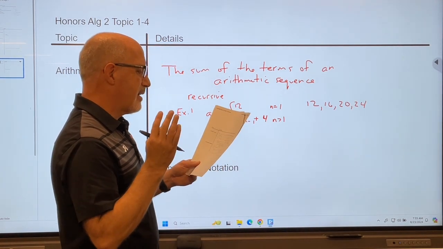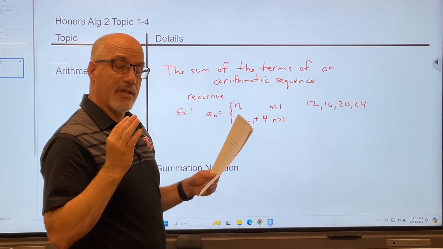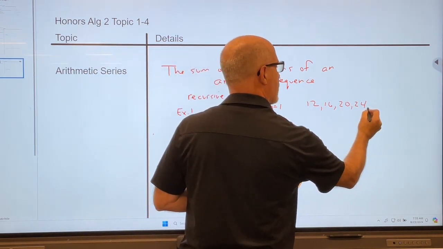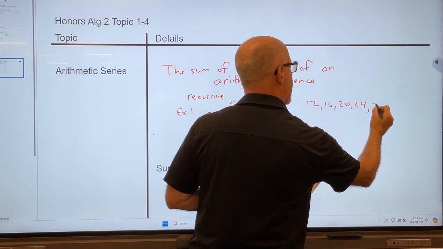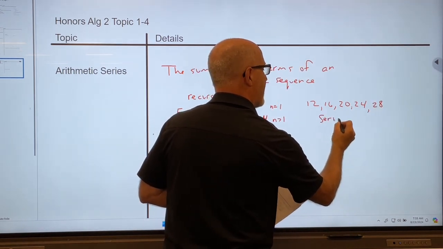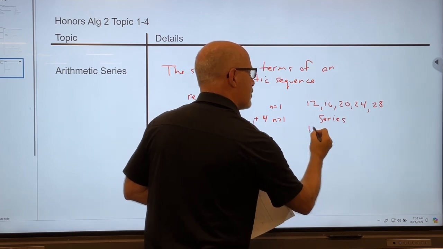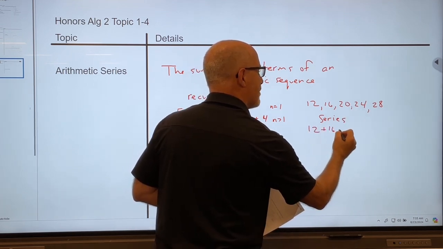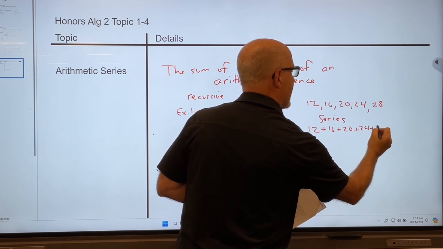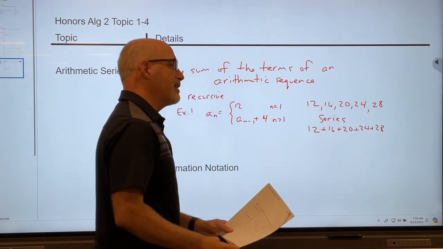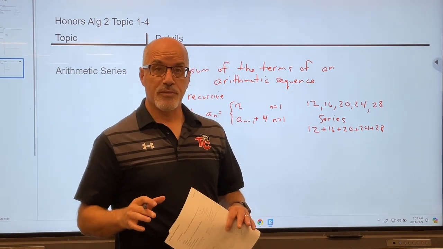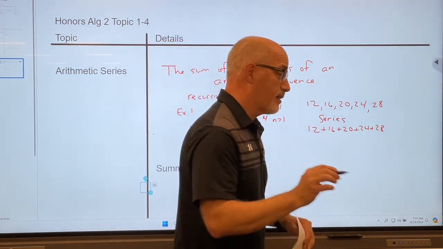The series instead would be, let's do one more. So let's add 4 and you get 28. For a series, we're going to add those together. So we're going to have 12 plus 16 plus 20 plus 24 plus 28. That's a series of the first 5 terms of it. We want to add these terms together. Now here's a shortcut for you.